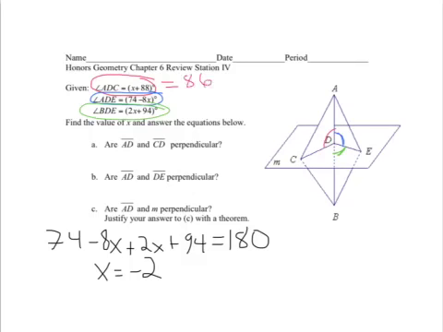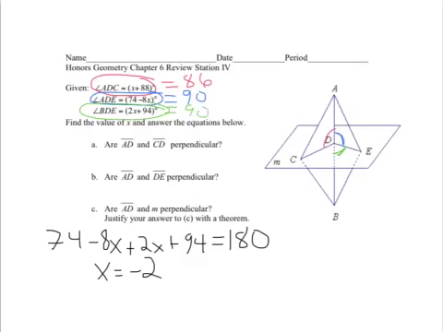86. When I plug it into the blue one, so I take a -2 in for x, and I end up with 90 degrees. 90 degrees. And then for the last one, the green one, when I plug in -2, well, -4 plus 94 gives me 90 as well.